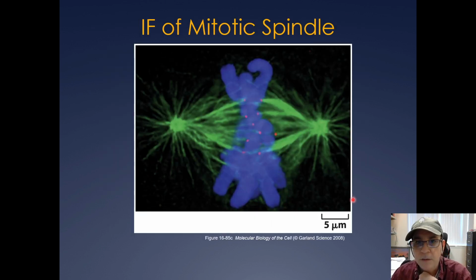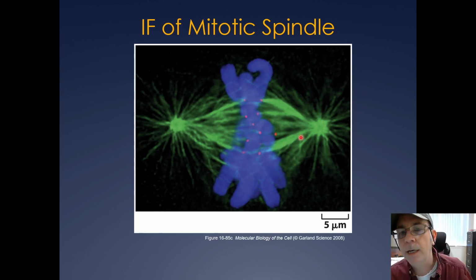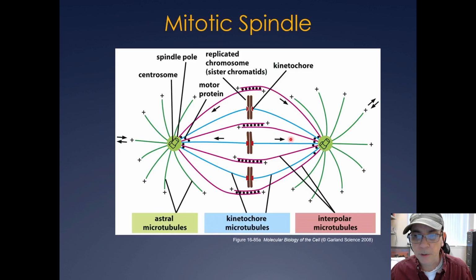Here's an immunofluorescent image of it. Once again, your centrosome, then you have your kinetochores shown in red here, and then the DNA, the sister chromatids aligned on the metaphase plate, is shown here in blue. And like I said, we'll cover a lot of what's going on in all of this when we cover the cell cycle, but it's really important for you guys to know your astral microtubules versus your kinetochore microtubules versus the interpolar microtubules.